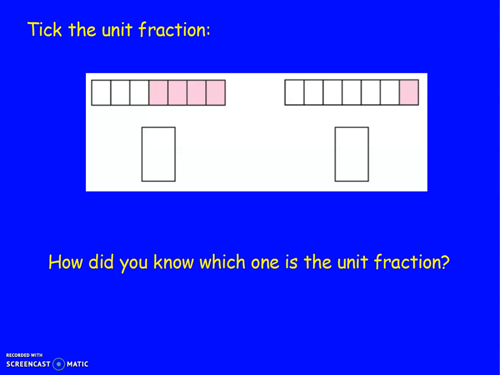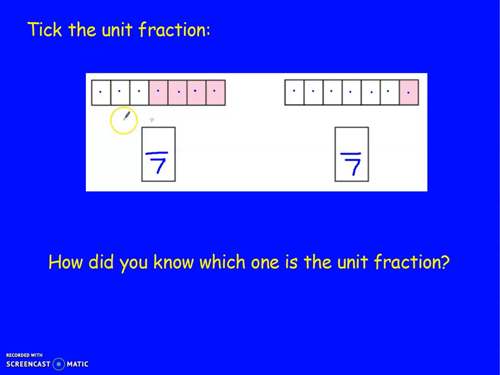Okay, let's have a look at this one then. How many shapes have we got? How many equal parts have we got in this shape? 1, 2, 3, 4, 5, 6, 7. Okay, it's the same for this one. 1, 2, 3, 4, 5, 6, 7. So that means that 7 is going to be our denominator. That is the number at the bottom of the fraction, because that is the whole number, the total amount of shapes that could be shaded.